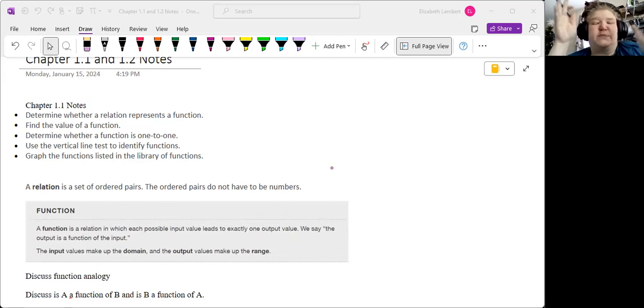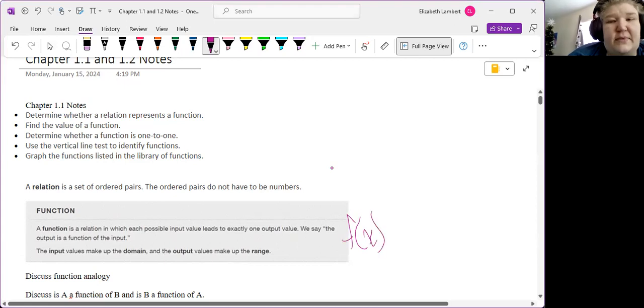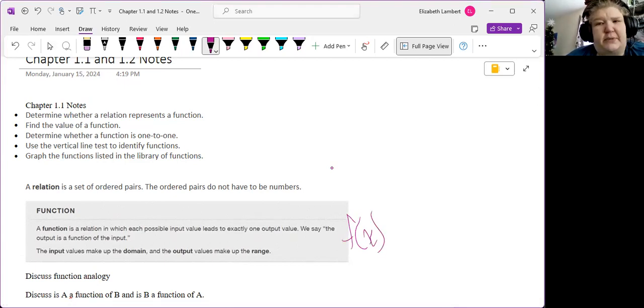A function is a special type of relation. A function is a relation in which each possible input value leads to exactly one output value. So we say the output is a function of the input. When we say a function of x, x is the input. A function of y, then y is the input. So that "of" is always telling you the input. So f of x is often written f(x), despite the typo in the book.